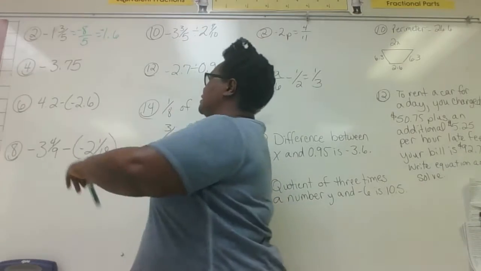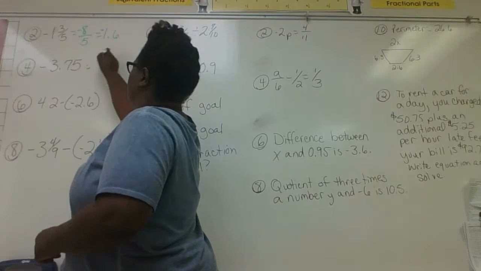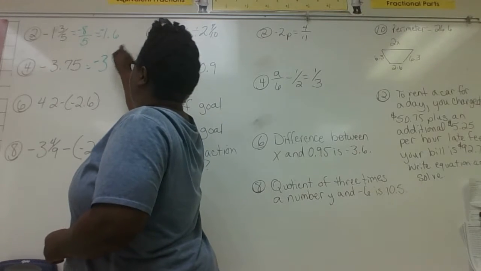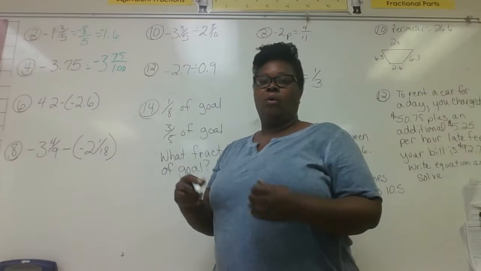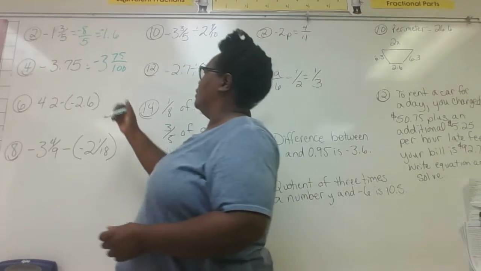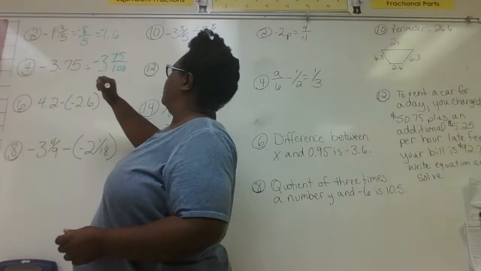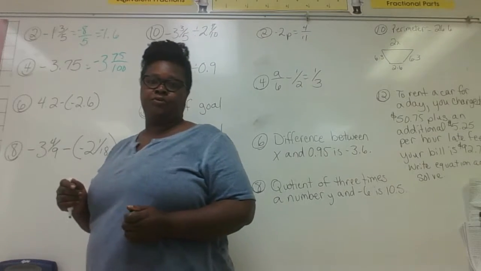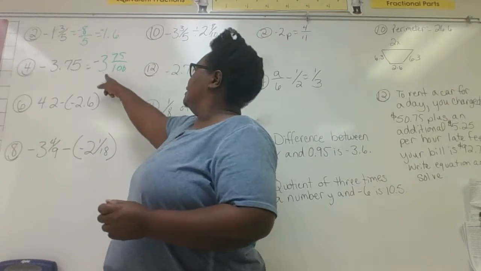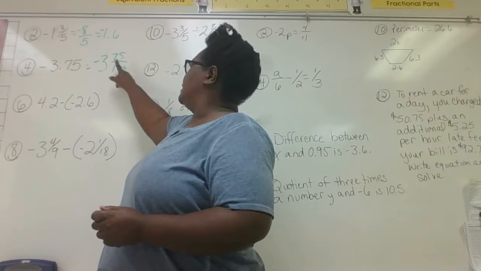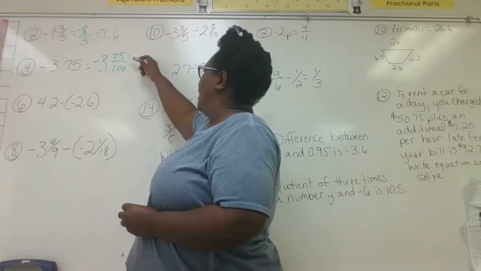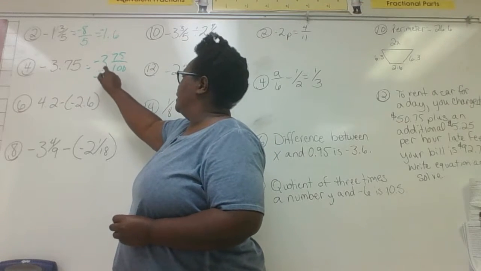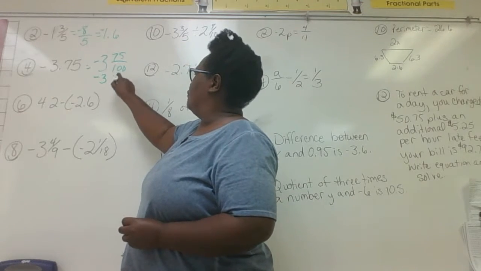You can look at this as negative 3 and 75 hundredths, or you can take your 3 and 75 hundredths and put it over 100. Either way, this is 3 and 75 hundredths. When you simplify the 75 over 100, you will have a negative 3 and 3/4.